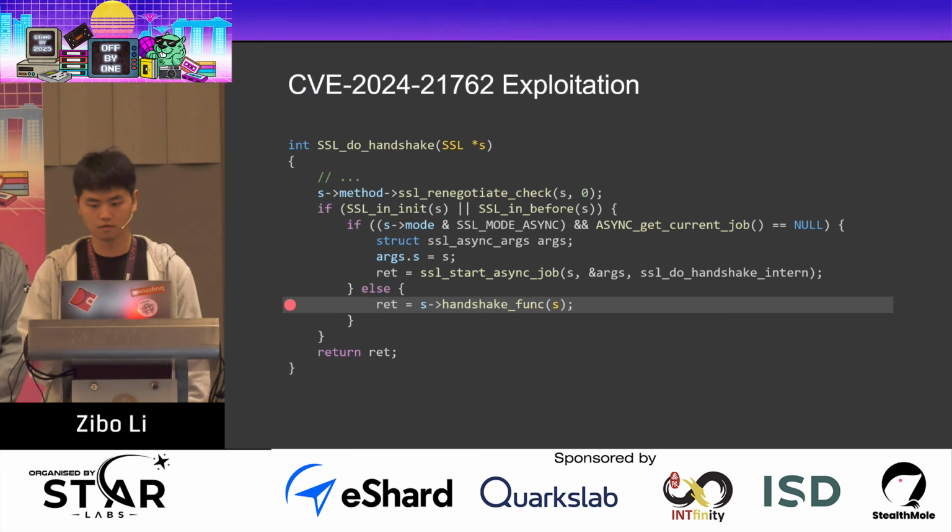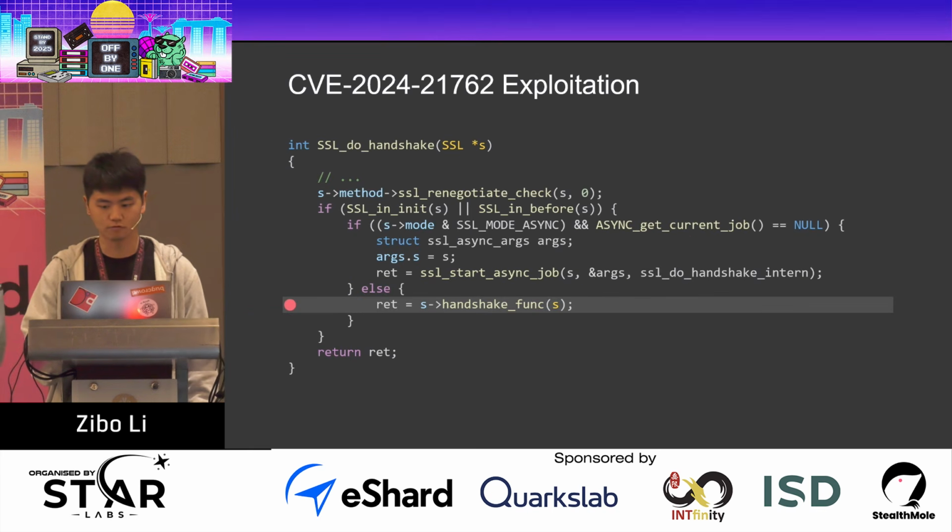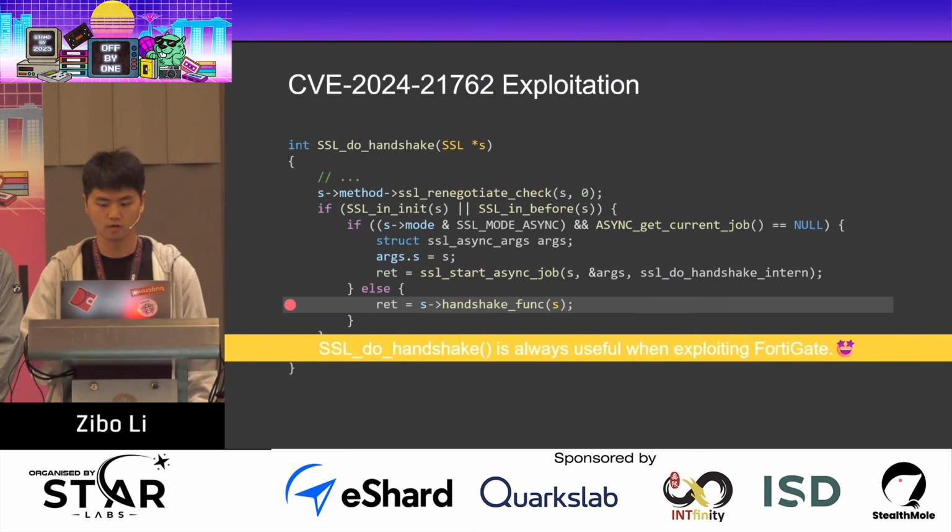This reminds me of our old friend, SSL handshake, which has played a big role in many past FortiGate exploits. SSL handshake internally calls the handshake func method in the SSL structure. And don't forget, when we hijack it, the SSL structure is already A1. So we can fake a handshake func and point to any address to take control of our IP.